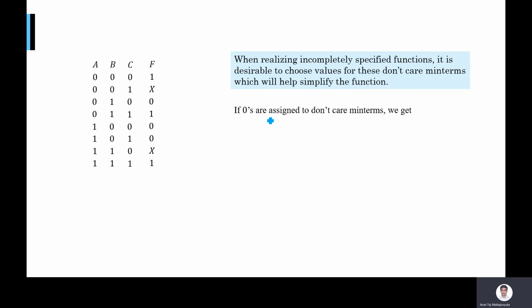Now let us say you're assigning zeros to the don't care minterms. What do you get? If you are assigning zeros, then this is 0 and this is 0. So therefore F will be having these 3 minterms, right? Which will give you A dash B dash C dash plus A dash BC plus ABC. To minimize this, you can see BC is common. So BC into A dash plus A, which is 1. So therefore you will have A dash B dash C dash plus BC, right?